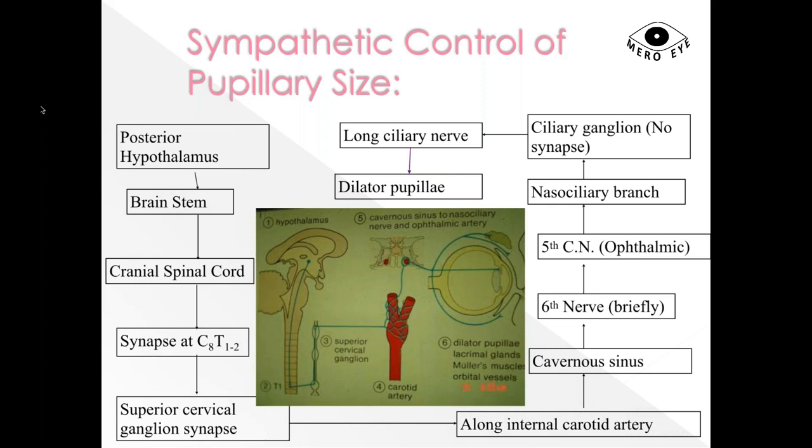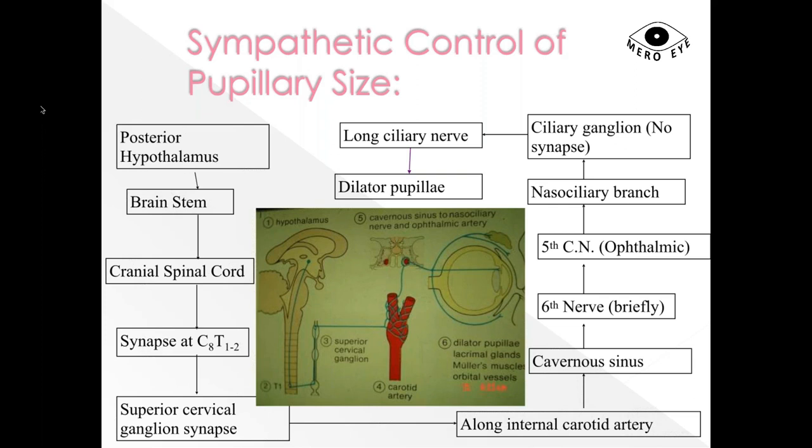So the sympathetic fibers travel from the posterior hypothalamus, synapsing at the C8 to T1 level. Then they go to the superior cervical ganglion just below the jaw. Then they travel along the internal carotid artery and the cavernous sinus. Then they briefly travel along the sixth nerve, then the fifth nerve, then along the nasociliary nerve. Without synapsing, they pass through the ciliary ganglion, and by the long ciliary nerve they supply the dilator pupillae muscle. So this is the sympathetic control of the pupillary size.